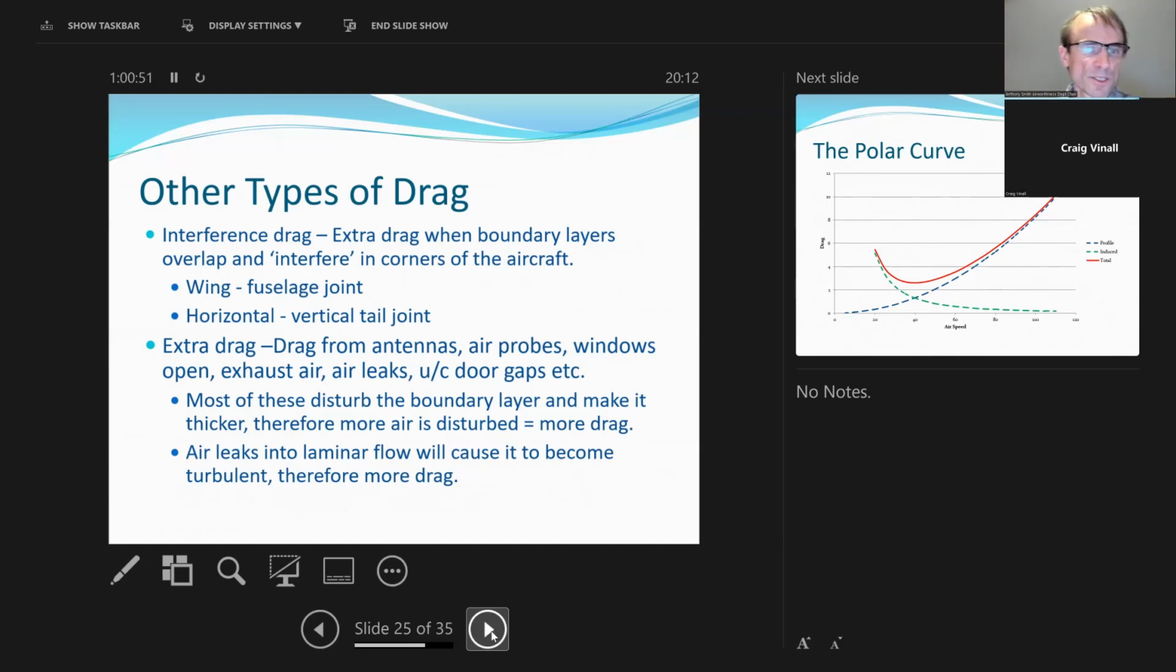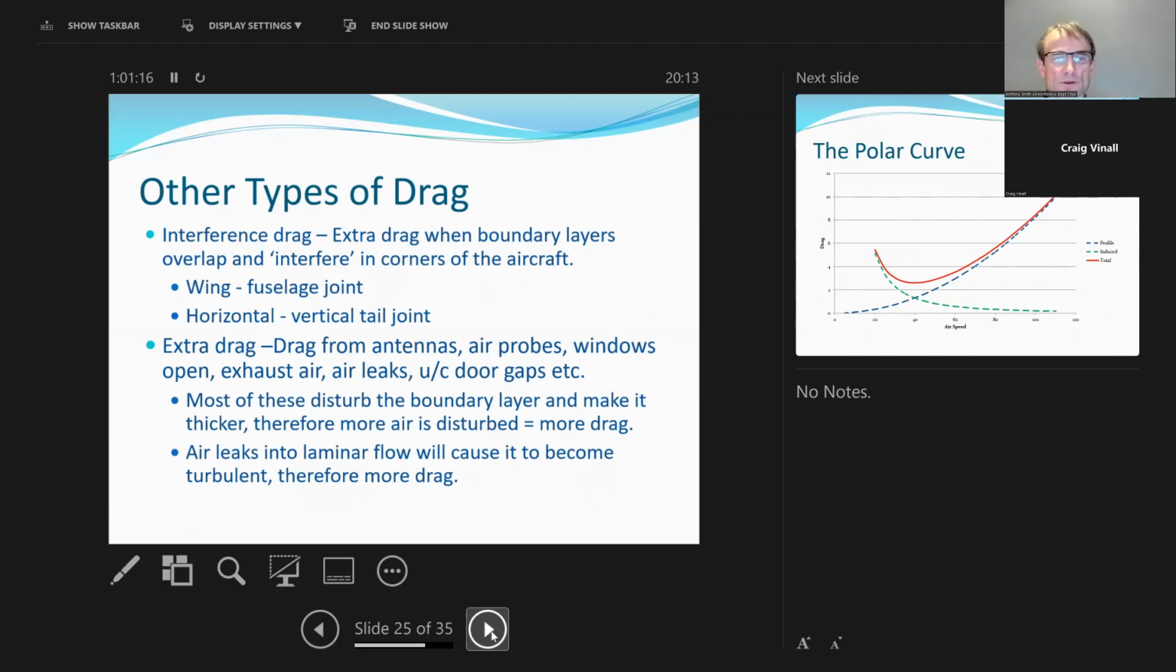The other one there is the horizontal tail where it joins onto the vertical tail. You often see a radius there of some kind to try and minimise the interference drag. The late model PIK 20s, I think they tried to mount the tailplane further forward on the fin to try and reduce the amount of air that was being trapped in those corners, those kinds of things.